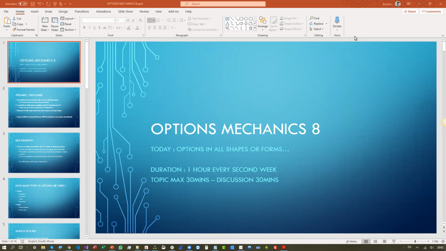So tonight, because it's 8 p.m. here in Mauritius, this is the 8th session of options mechanics. It's going to be a little bit less technical or theoretical, but if you know me by now, it's still going to be a little bit. And today I want to talk about European versus American options.